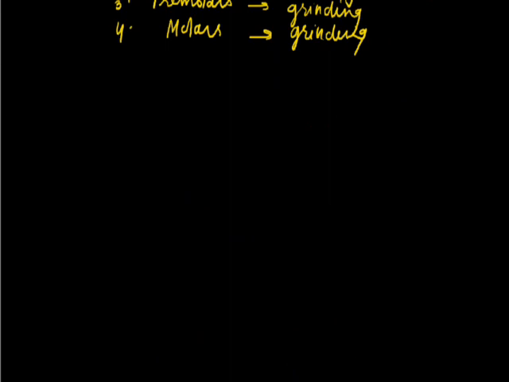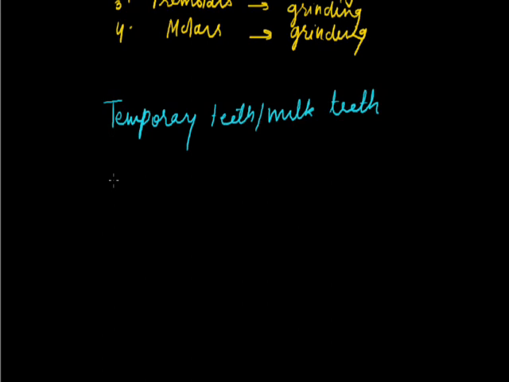Now, according to the different types of teeth, in the lifespan of human beings, there are 2 sets of teeth which arrive. First is called temporary teeth or milk teeth, and the second set of teeth is called permanent teeth. If we talk about the temporary teeth or milk teeth, they arise in the child at the age of 6 to 11 months, and in total they are 20 in number.